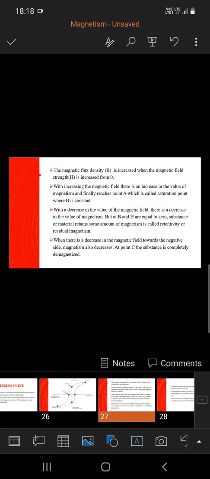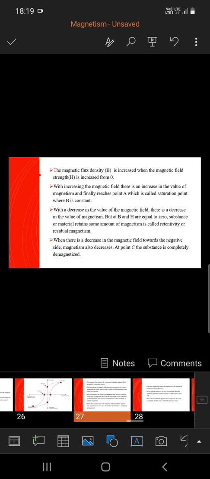When increasing the magnetic field, there is an increase in the value of the magnetism and finally it reaches point A, which is called the saturation point, where B is constant. With a decrease in the value of the magnetic field, there is a decrease in the value of magnetism. But when H is equal to zero, the substance or material retains some amount of magnetism, which is called retentivity or residual magnetism.